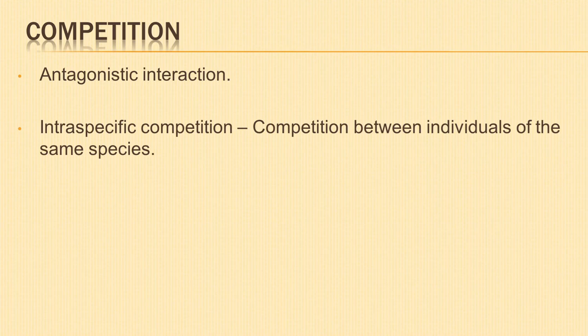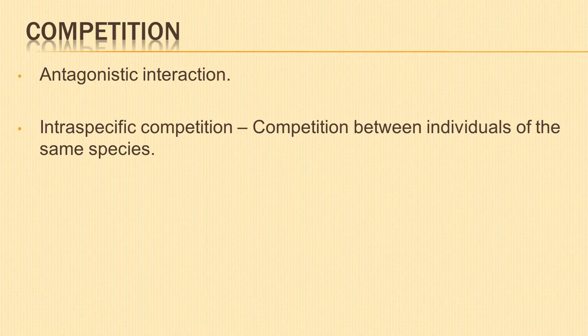Next is competition. It is an antagonistic interaction in which two or more members of the same species or different species of same trophic level compete for common resources like food, water, space, which are limited. There are two types of competition: intraspecific competition and interspecific competition.